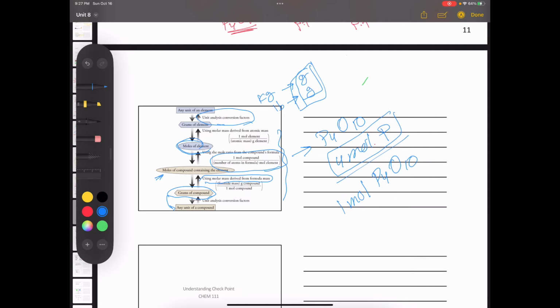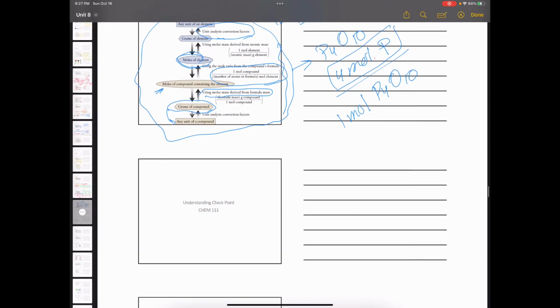So that's basically a general run through of the whole steps: starting with any unit, converting to grams, then converting the grams into moles using the molar mass, the atomic mass from the periodic table, then converting the moles into the moles of the other compound that you're trying to calculate using the mole ratio of the compound that you have, and then converting the moles into grams, and then the grams to the unit that you'd like to convert to.